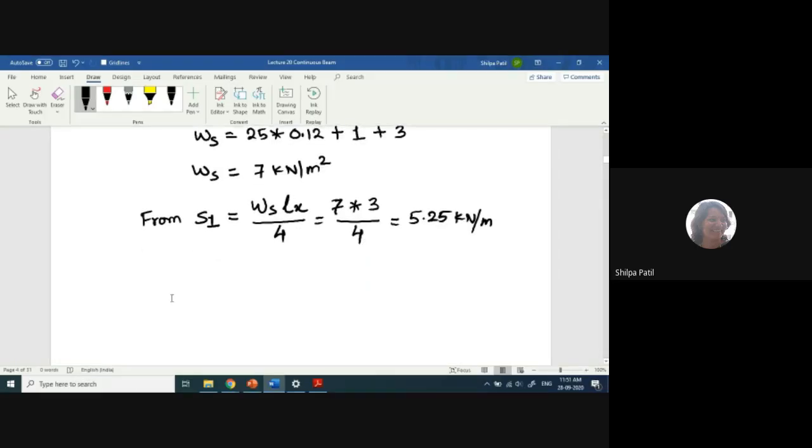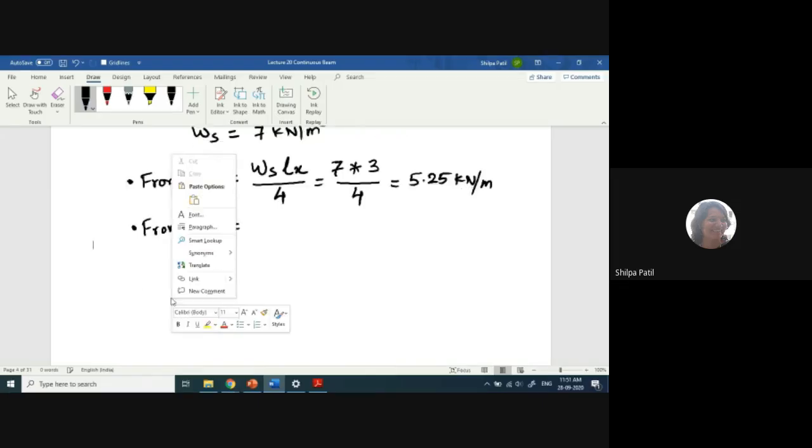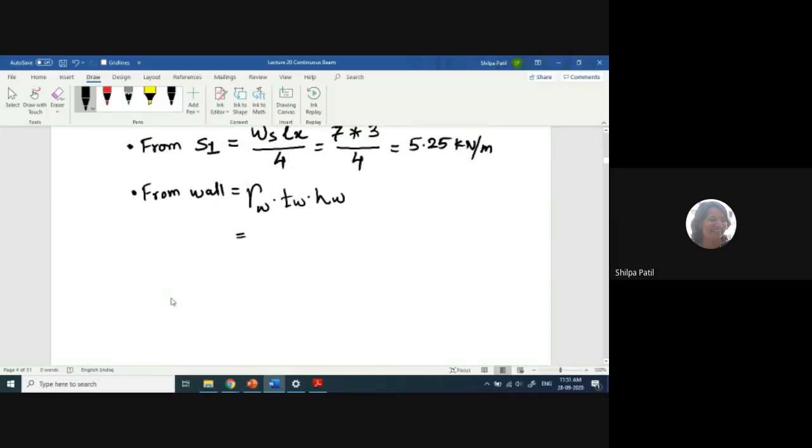Okay. Then this is the load coming from the slab. Then here I will write down some marking over here. This is from slab. Now from wall we have to find out, right? So from wall, what is the formula? Gamma W into TW into HW. Yes. Gamma W for brickwork, the unit weight is taken as 20 kilonewton per meter cube, multiplied by thickness. What is the thickness? Thickness of wall is given in the problem statement, 150 mm. So it is 0.15 into height. Floor to floor height must be given, 3 minus 0.12.